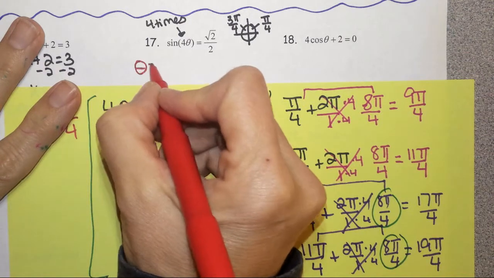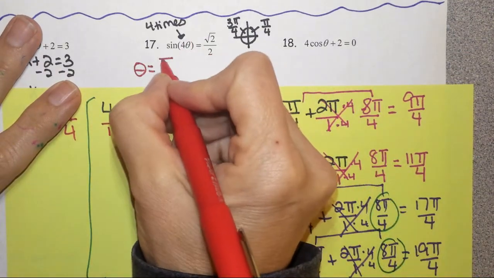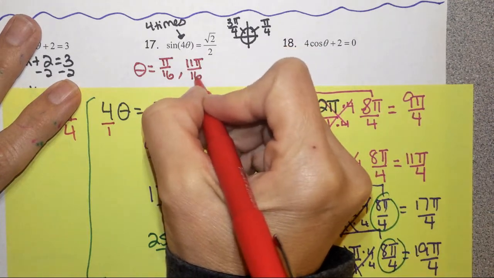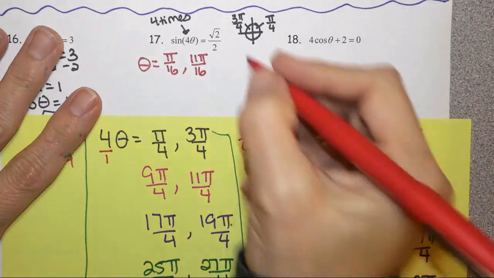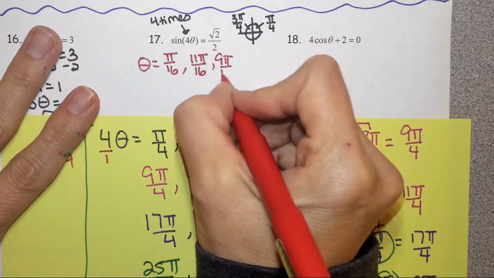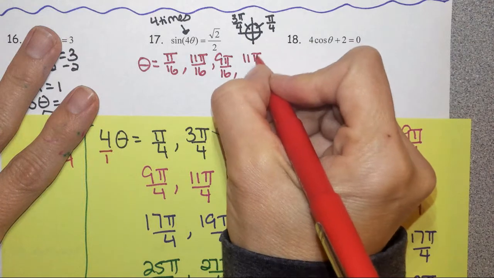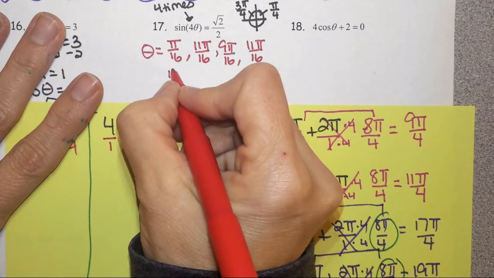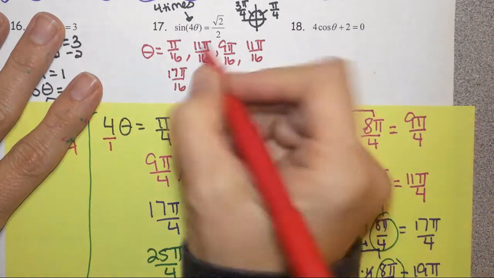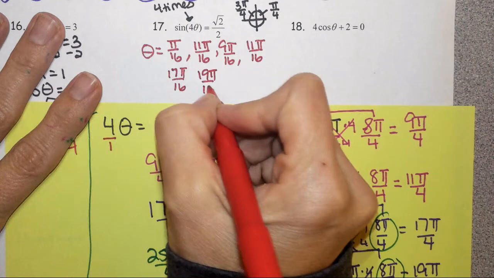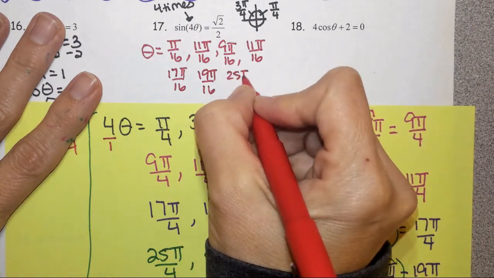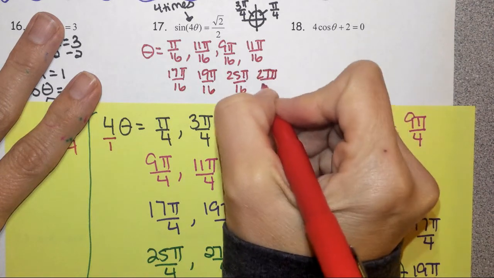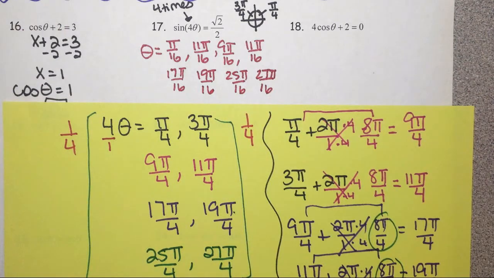So I'm going to go ahead and write my answer right here on the review sheet. So theta equals pi over 16 and 3 pi over 16. And then I'm going to have 9 pi over 16 and 11 pi over 16. And it's going to keep going. I'm going to have 17 pi over 16, 19 pi over 16, 25 pi over 16, and 27 pi over 16. And there you go. That's number 17.